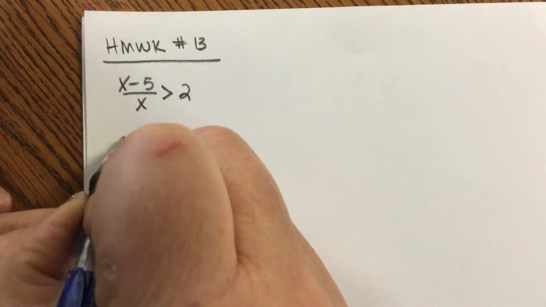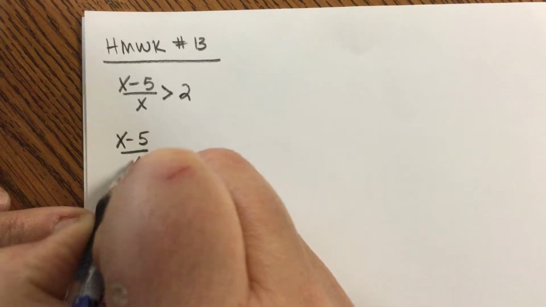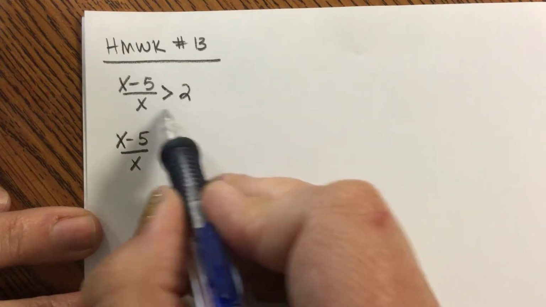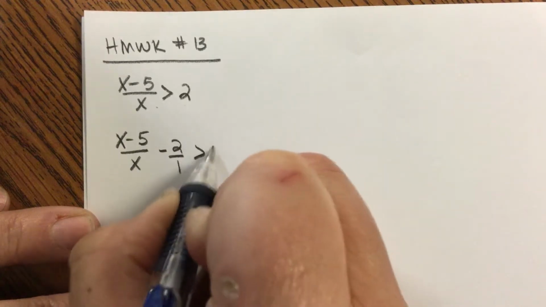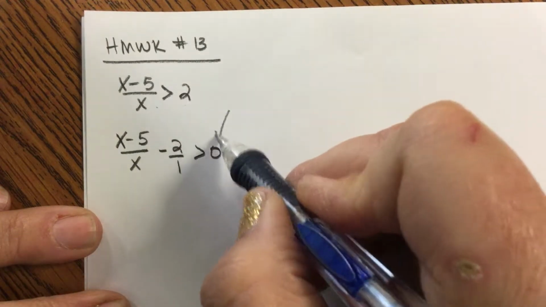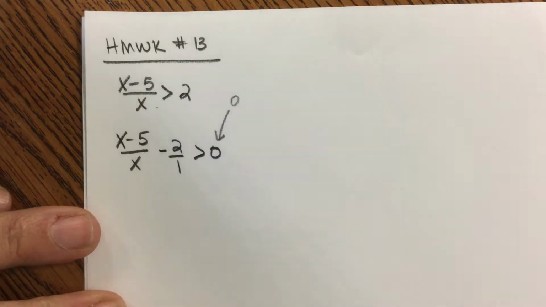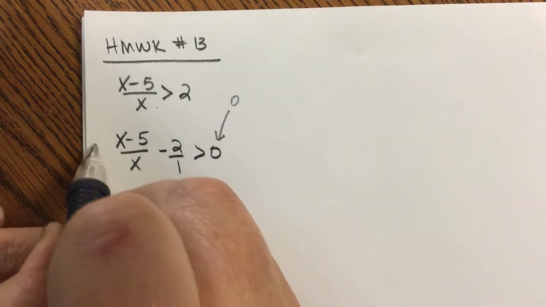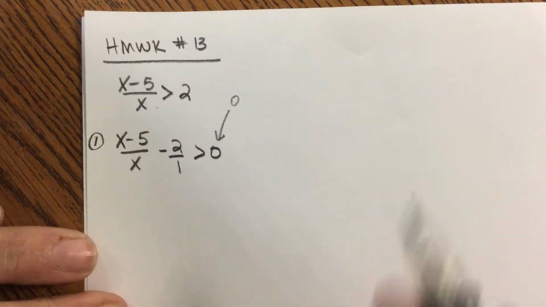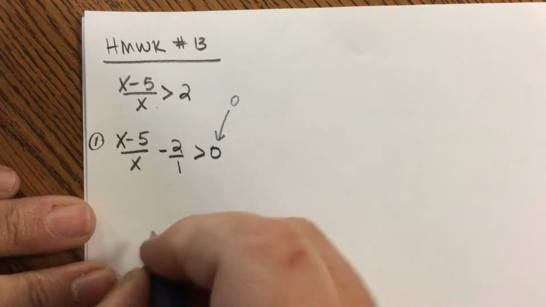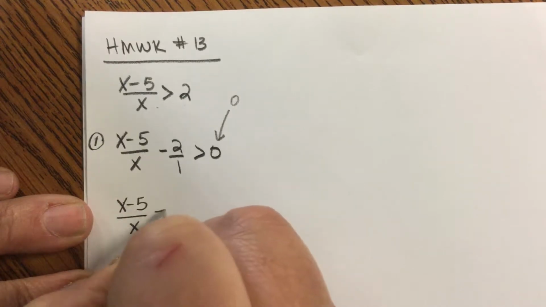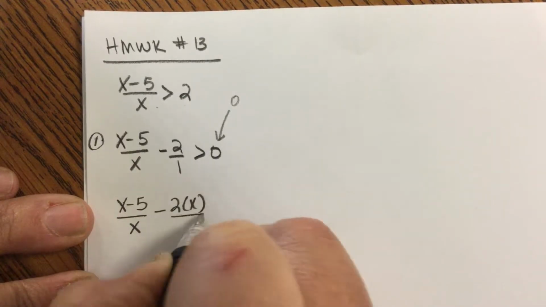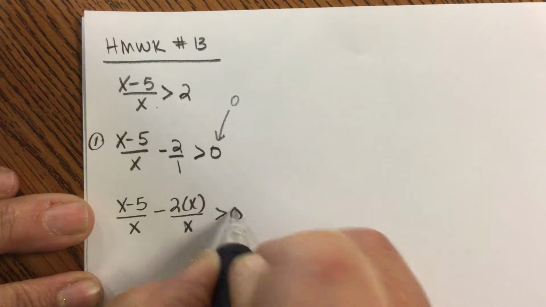All right, so we're going to have x minus 5 over x, and in order to move this 2 over, we're going to subtract it. So negative 2 over 1 is greater than or equal to 0. Now the right side is equal to 0. That is step 1. We need a common denominator so that we can get these together, and our common denominator would be x. So I have x minus 5 over x minus 2 times x over x is greater than 0.